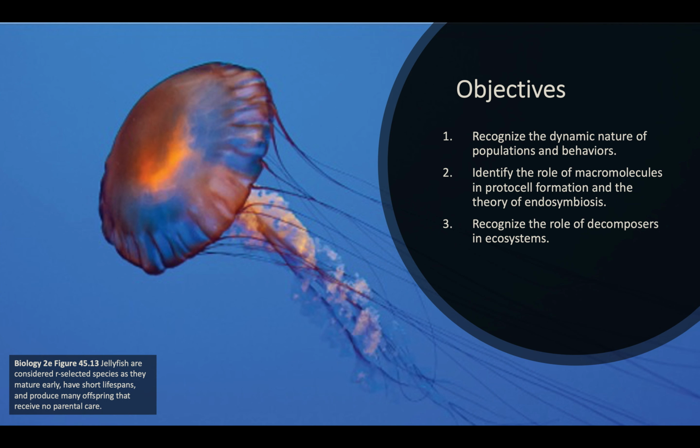Okay, so first let's talk about our objectives, and there are 3 of them. So I want you to be able to recognize the dynamic nature of populations and behaviors, identify the role of macromolecules in protocell formation and the theory of endosymbiosis, and 3 is recognize the role of decomposers in an ecosystem.